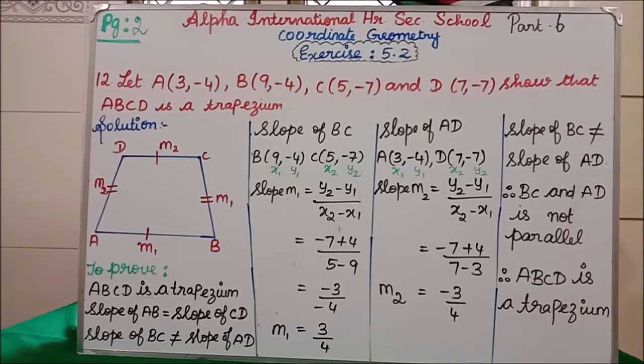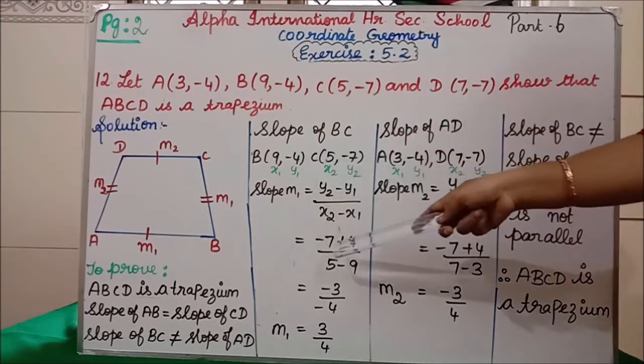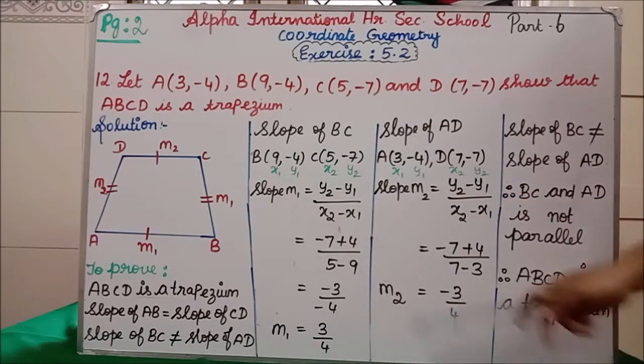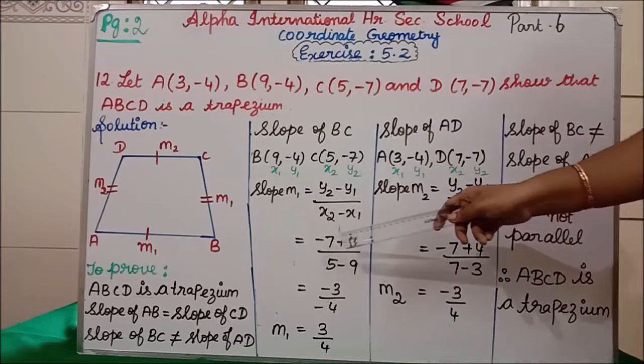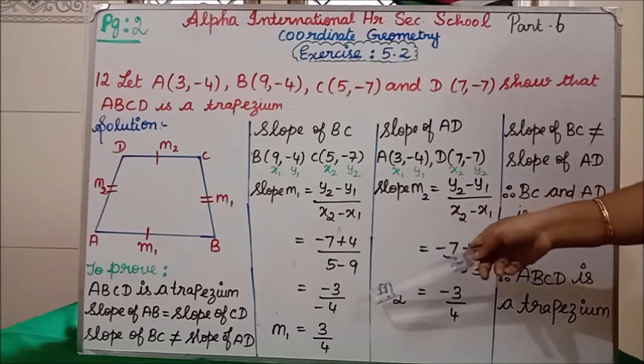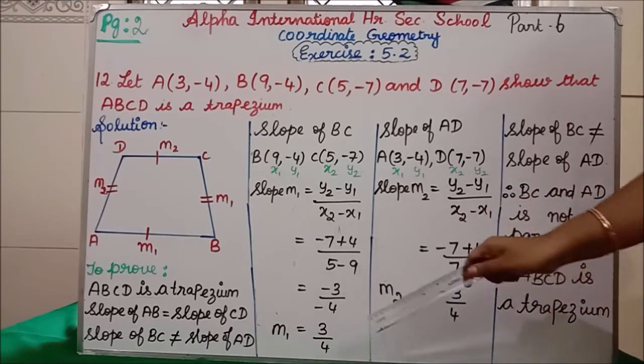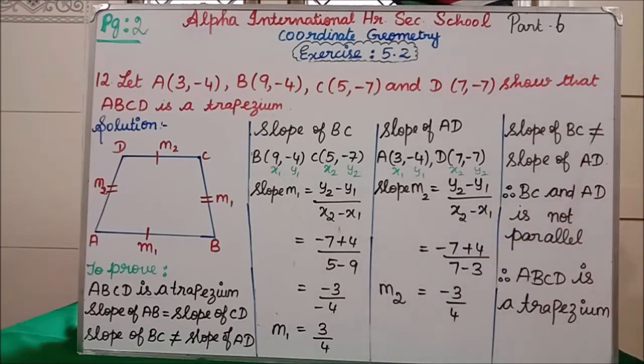Here, y2 is minus 7 and y1 is 4, so the numerator is minus 7 plus 4, divided by x2 value 5 minus x1 value minus 9. Minus 7 plus 4 is minus 3. 5 minus 9 is minus 4. Minus minus will get cancelled. So m1 we are getting is 3 by 4.